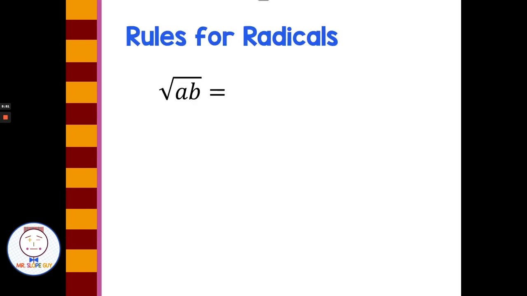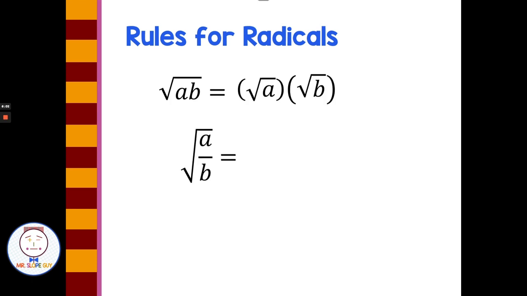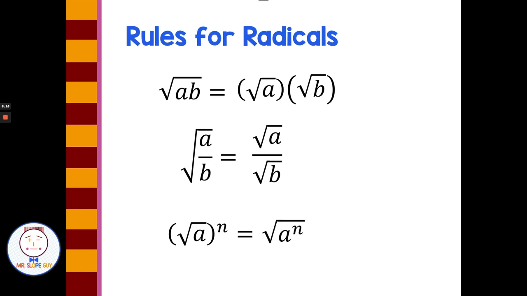Now, there are some rules for working with radicals, and you probably want to write these down, and we can use these forward and backwards. The square root of AB is equivalent to the square root of A times the square root of B. The square root of A over B is equivalent to the square root of A over the square root of B. And the square root of A in parentheses to the nth power is equivalent to the square root of A to the nth.